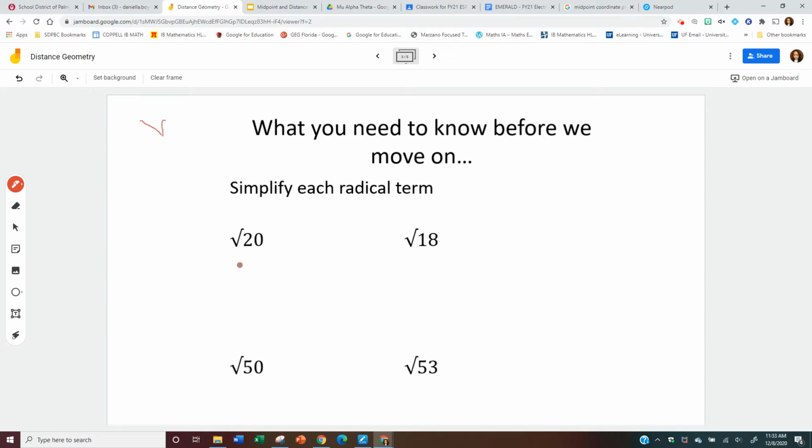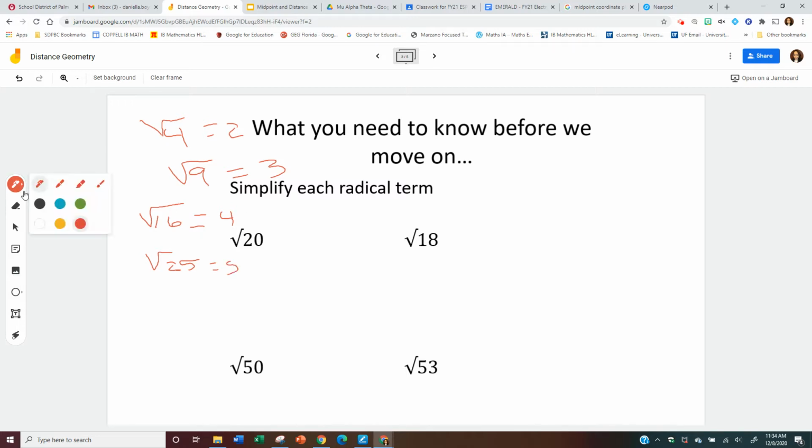So what is a perfect square? For example, the square root of 4 is a perfect square because that comes out to 2. Same thing with the square root of 9. The square root of 9 is a perfect square because that comes out to 3. The square root of 16 is also a perfect square because that comes out to 4. The square root of 25 is a perfect square because it comes out to 5.